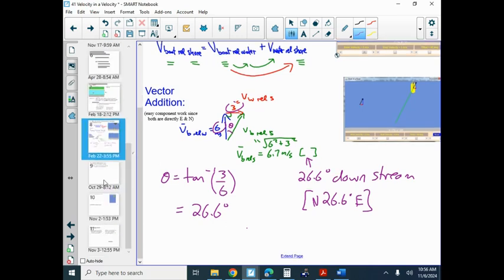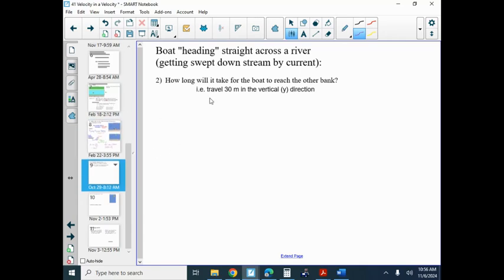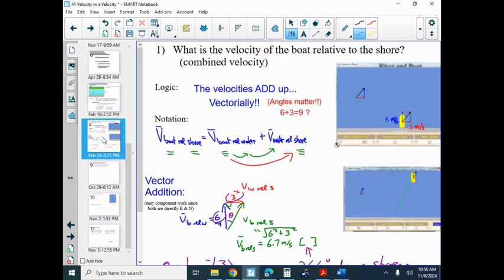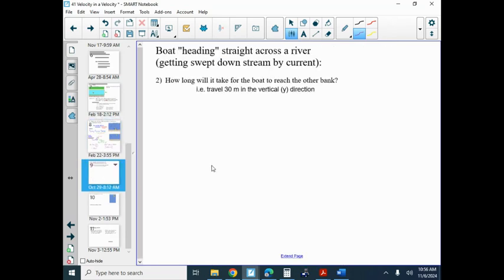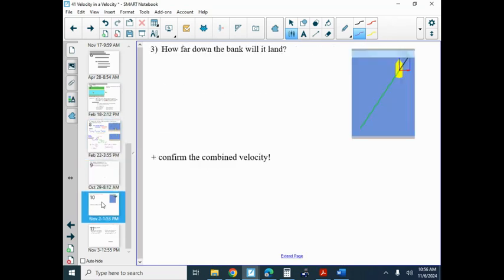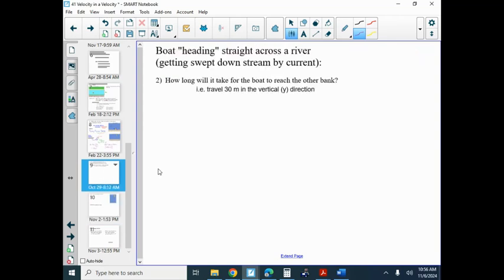So that's part A, and then the second part here, how long it would take to reach the other bank. So the river was 30 meters across. In our example, let's calculate how long this should take. We can do this multiple ways, so let's do it the way we're talking about here. If we want to know a displacement in the vertical direction, we're just going to worry about the vertical stuff, so we're going to use our vertical velocity for our vertical displacement calculations.